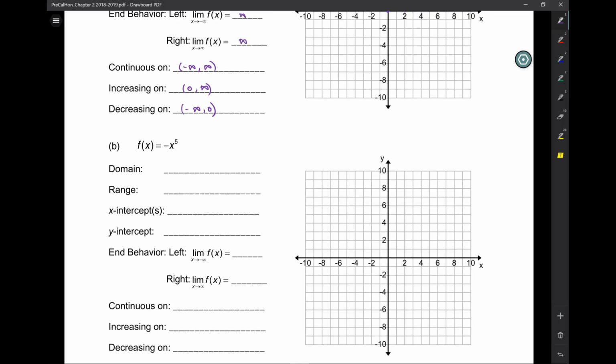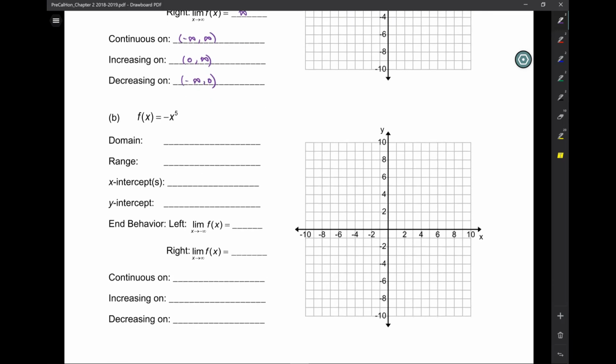Okay, negative x to the 5. Before I graph, what's the domain going to be? Is there any value you can't plug in for x? No, so the domain is all reals. Okay, so now this is an odd exponent. That means one end will be up, one end will be down, and it'll stretch forever along the y-axis. So the range is also negative to positive infinity.